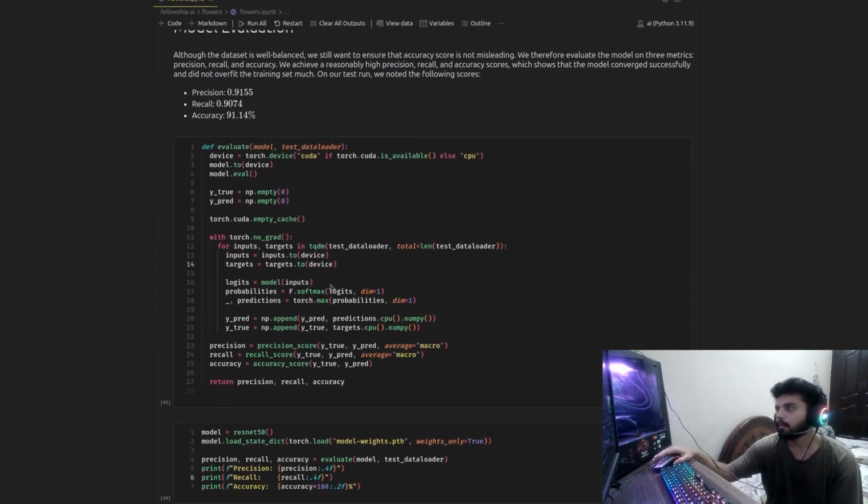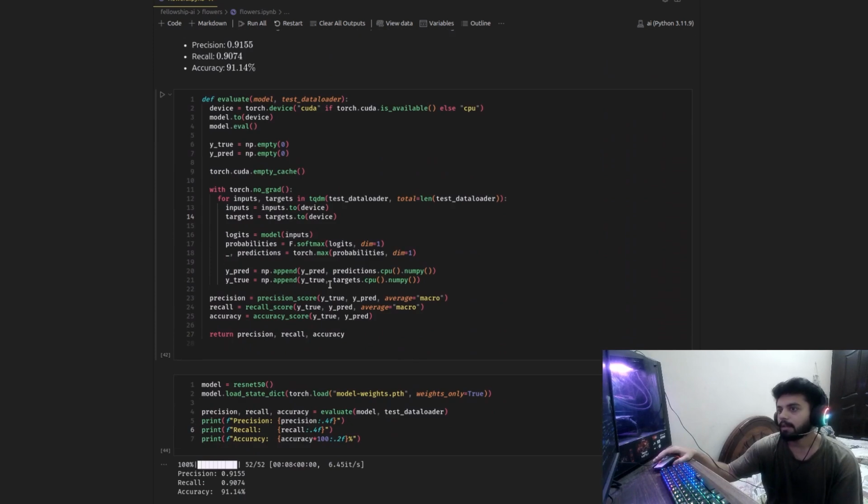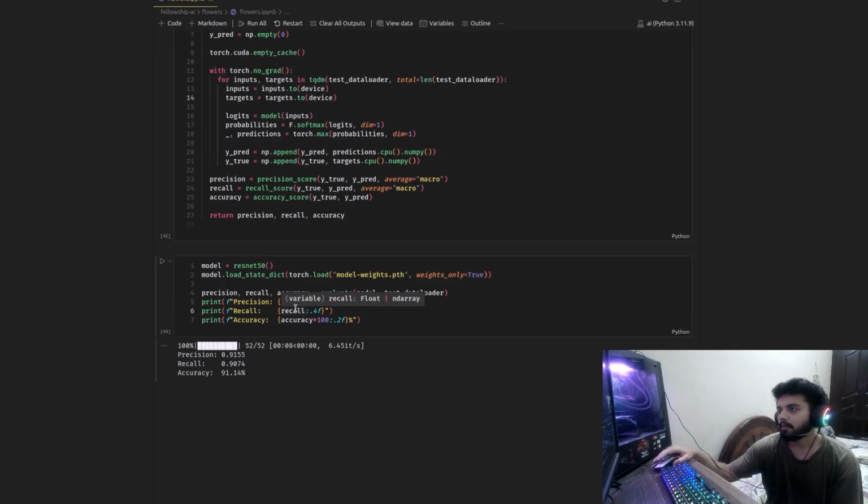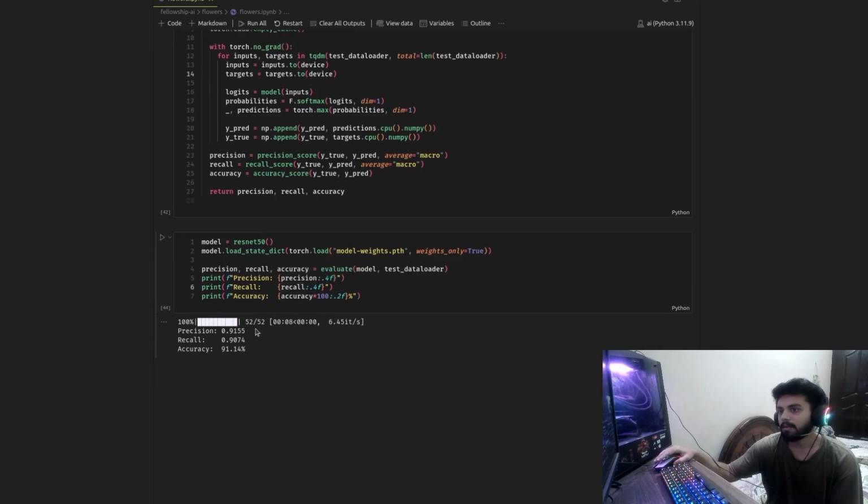For evaluating the model, I calculated the precision, recall, and accuracy on the test set, and we can observe that the precision is 0.91, the recall is 0.91, and the accuracy is also 91%. So we can safely say that the model converged successfully, the training was successful, and there is little generalization error. So that's it, and thank you.